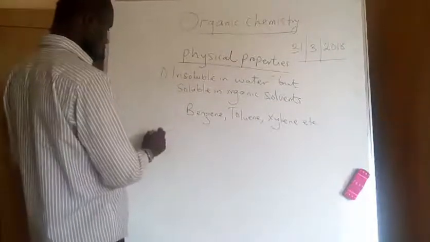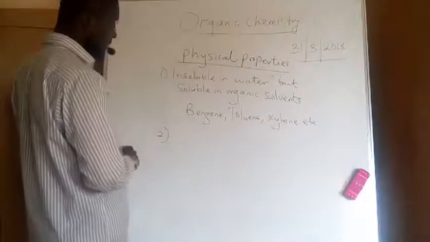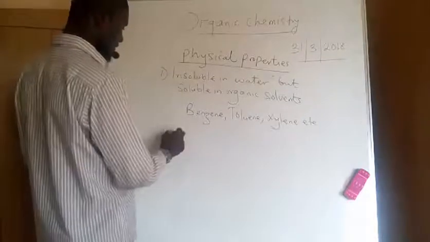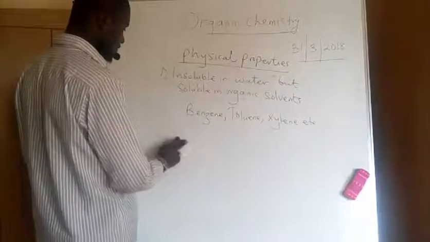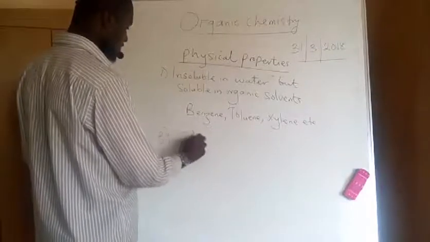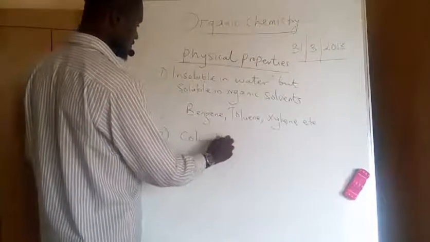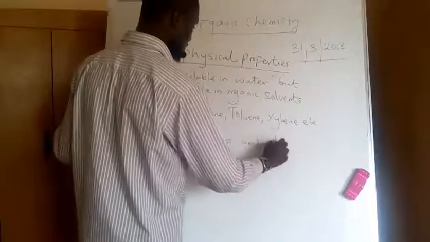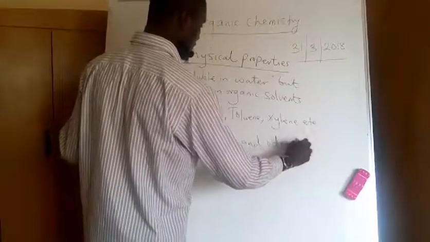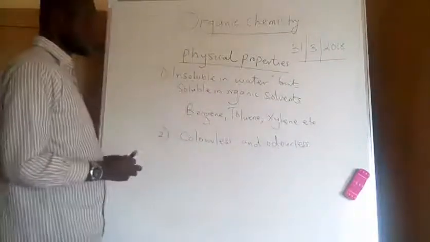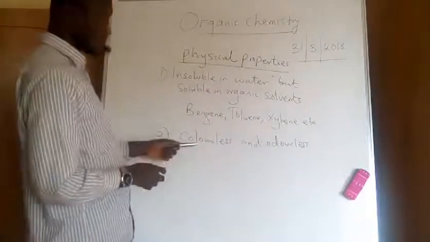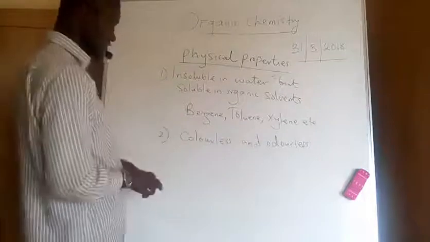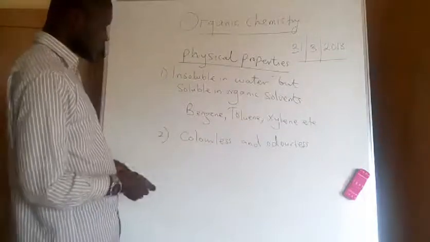Another physical property of alkanes is they are colorless substances and odorless. So they are colorless and odorless substances. They do not have color, they do not have any smell, just like normal water.